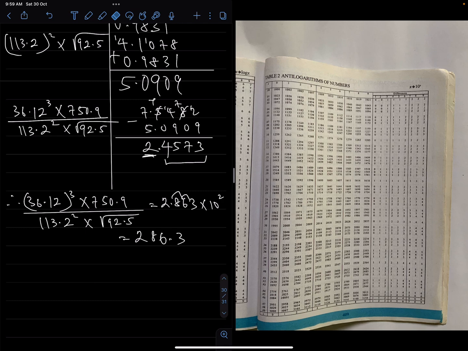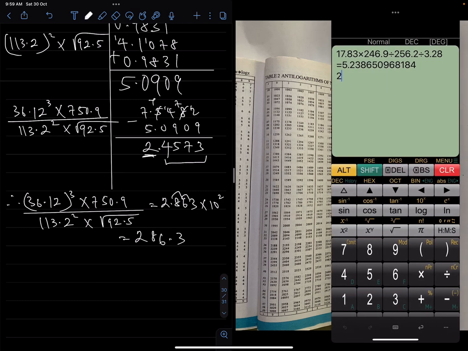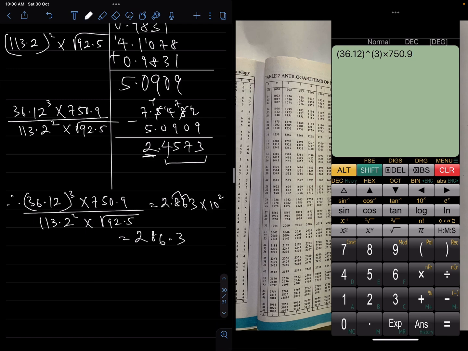We can check if it's correct or not with a calculator. Let's check. 36.12 raised to power 3 times 750.9. I don't know how to use the calculator. That's why you should practice too, so that you will not be confused. Your calculator can mislead you if you don't input the values correctly. You'll be getting wrong values if you don't input the values correctly.